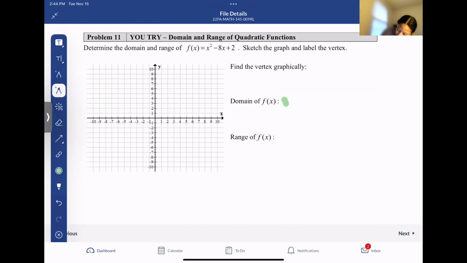The domain is all real numbers. It's a quadratic function. The domain is always going to be all real numbers. We can plug in anything for x. For the range, we need to know the vertex first to figure out the range.